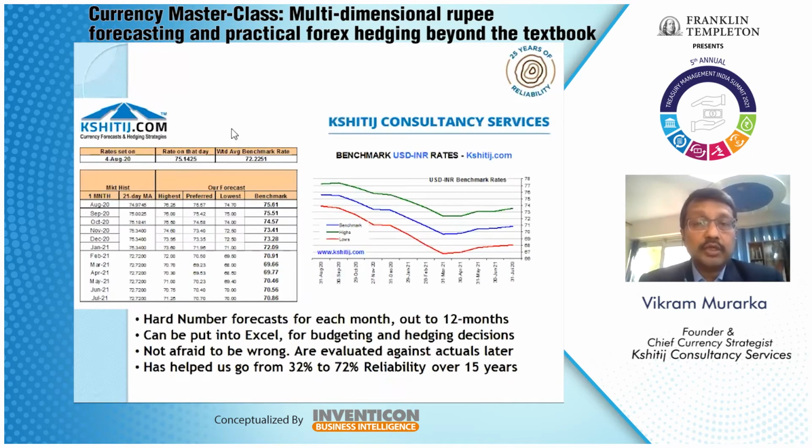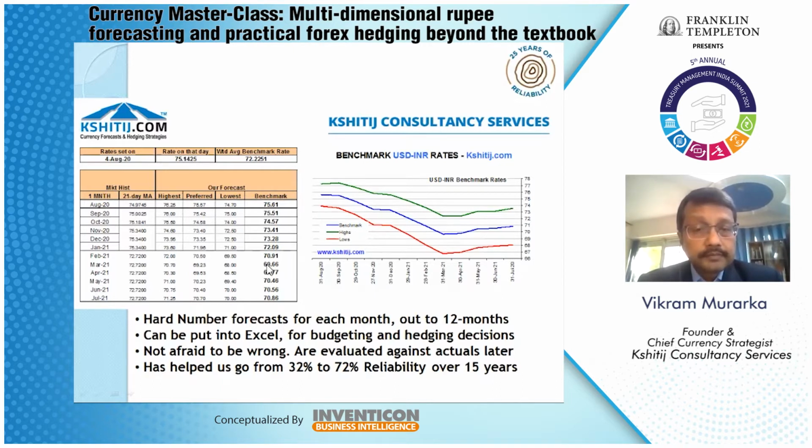Here is something that we do on a regular basis. This is a forecast that we made on the 4th of August 2020 last year, when dollar rupee was 75.14, and we gave out hard number forecasts for each month going out to the next 12 months. So for August 20, September 20, October 20, so on up to July 21. So for August 20, we said that the highest that we expect is 76 quarter. The lowest might be 74.70. Our preferred or the most probabilistically possible level that we were looking at was 75.57. And an average of these would be 75.61. Similarly, a number for September, another number for October, so on for each month. So hard number forecast for each month going out to 12 months.